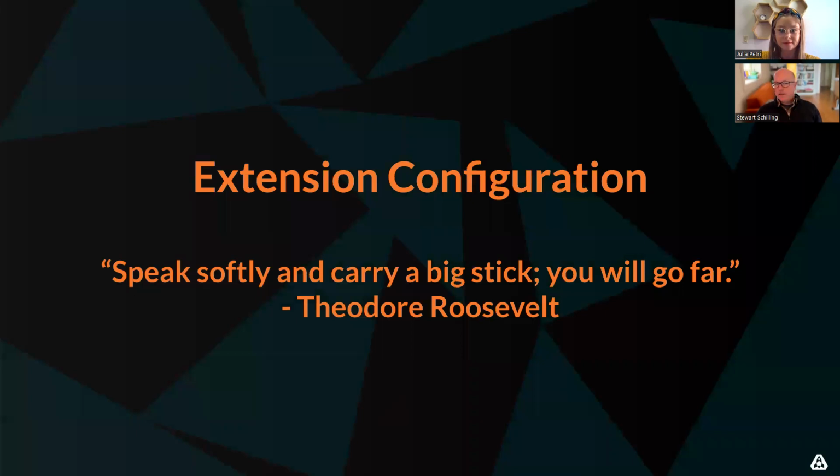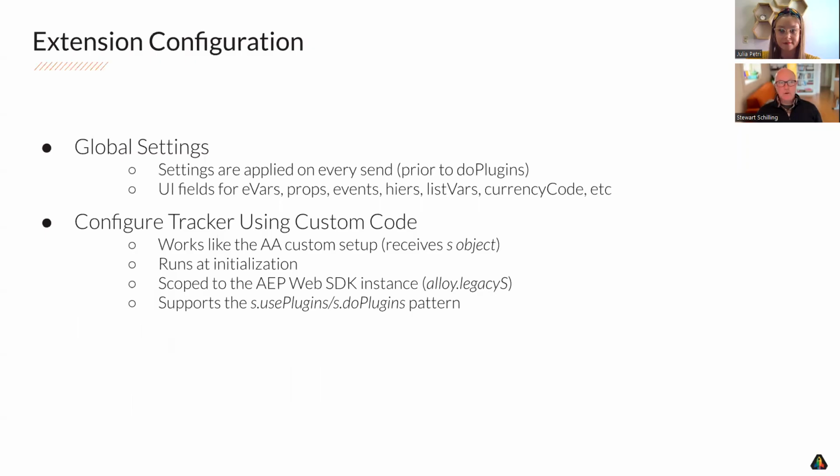Extension configuration. So what can we do globally? We can set global settings. These are variables that you're going to set on every beacon that goes out, and settings applied via the UI prior to doPlugins. If you're familiar with doPlugins, we can also implement that using configure tracker using custom code. And this is exactly what you're used to.